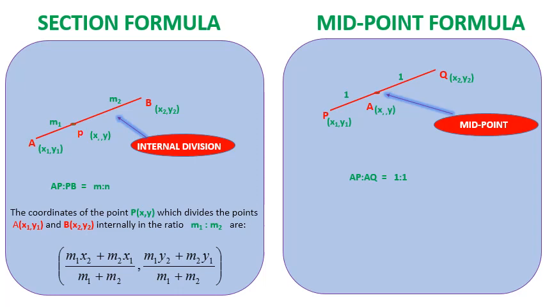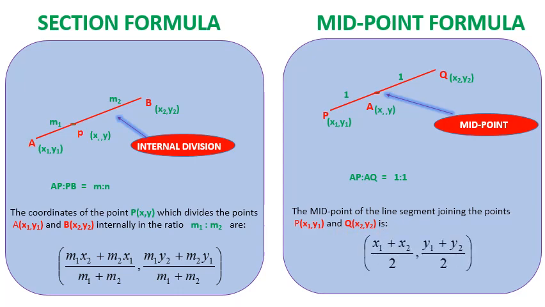Next we will move on to the midpoint formula, that is, how we have to calculate the coordinates of this midpoint. Coordinates of A, that is x and y, how we have to calculate them, that is what the midpoint formula says. It says the midpoint of the line segment joining the points P(x1, y1) and Q(x2, y2) is: for the x coordinate, add the x coordinates of the endpoints and divide by 2, that is (x1 + x2)/2. Next is (y1 + y2) divided by 2, which gives you the y coordinate.